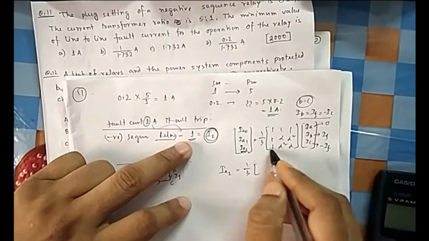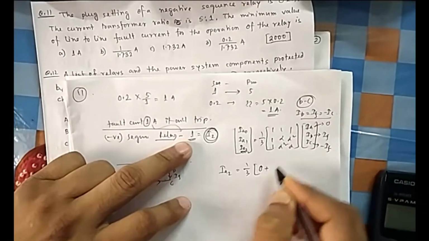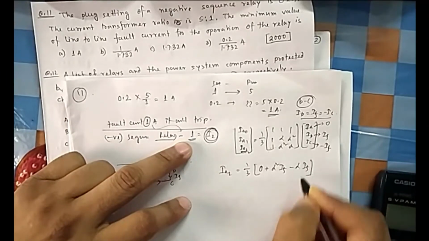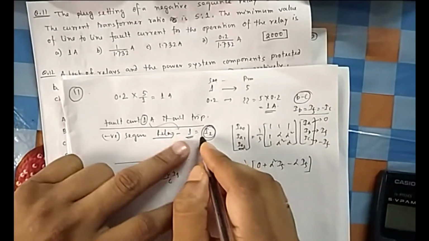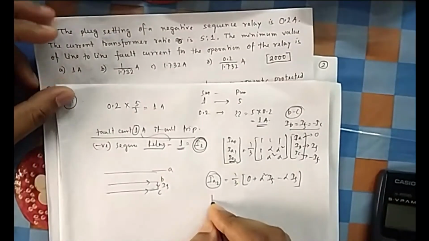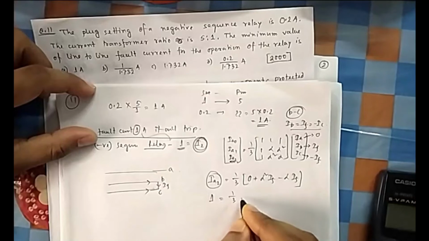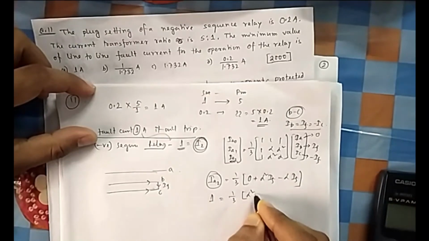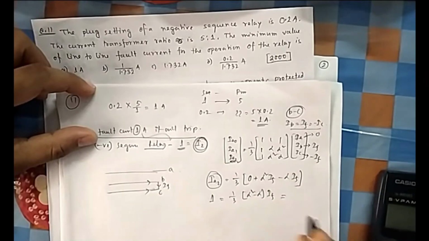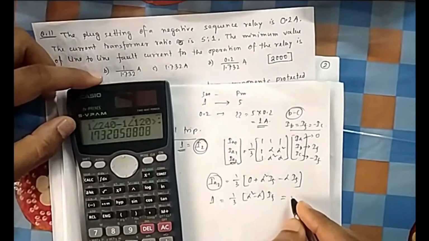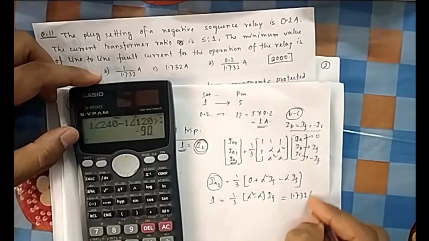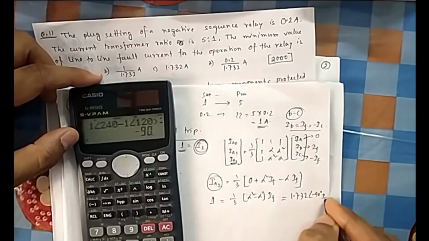So let me write it. 1 into 0, plus alpha square into If, minus alpha into If. So this is Ia2, which you have calculated from your relay setting as 1 ampere. Anything above 1 ampere it will trip. So it is 1/3, and it is (alpha square minus alpha) into If. Now if you do alpha square minus alpha in the calculator, you will find it is 1.732 with an angle of minus 90. The angle is not required; the magnitude is required here.